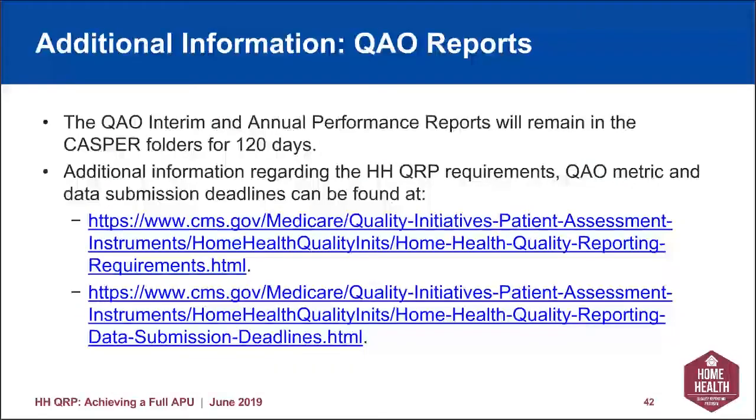The QAO interim and annual performance reports will remain in the CASPER folders for 120 days. They can be downloaded and saved in your agency's records, and we would certainly recommend that you do that. There is additional information regarding the HHQRP requirements, the QAO metric, and data submission deadlines that can be found on the CMS Home Health Quality Reporting web pages.